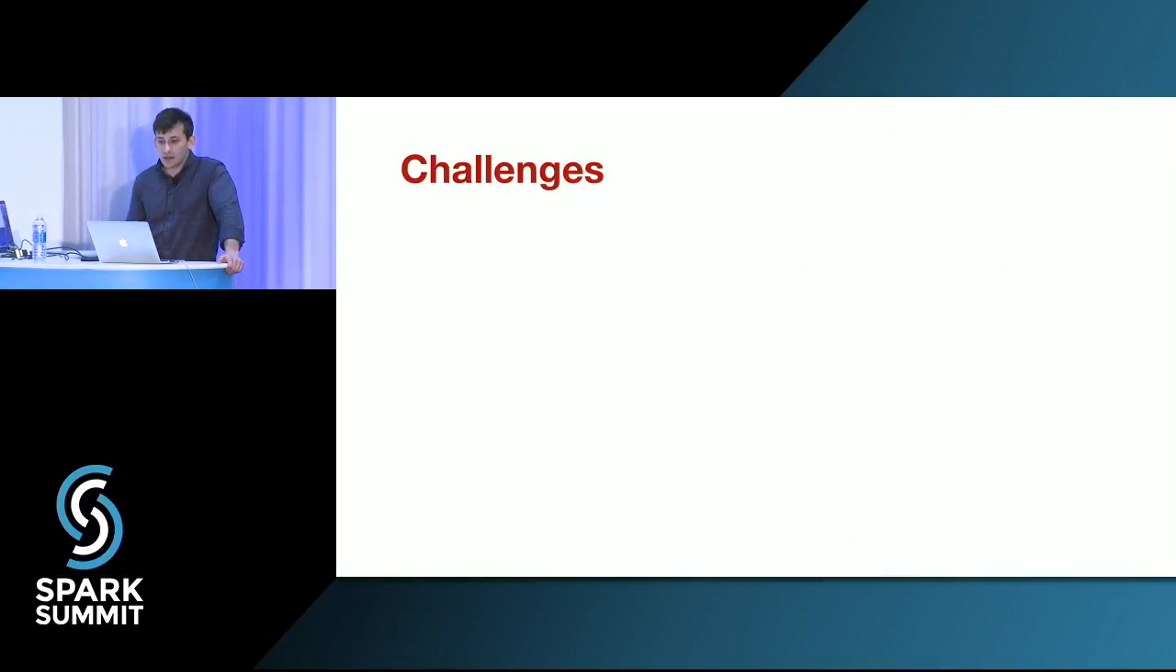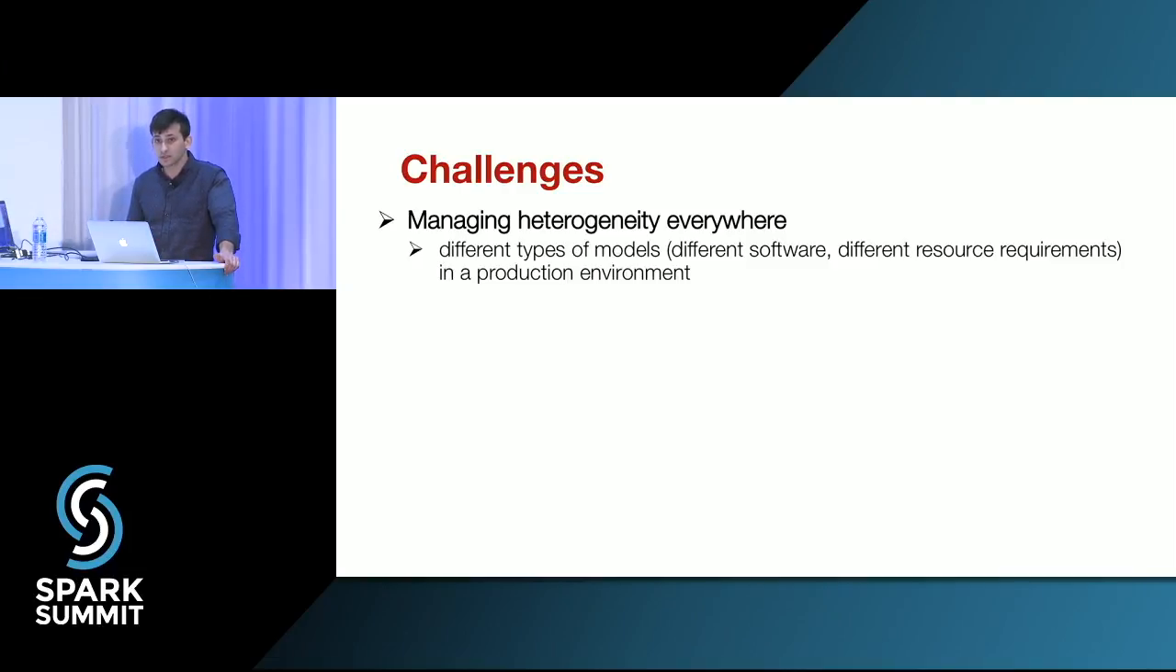So what are some of the challenges we needed to solve in order to actually implement Clipper? I've talked about what Clipper looks like from the outside. What does it look like from the inside? Well, one of the big challenges is that there's sort of heterogeneity throughout the system. We have different types of models, different software. They have different types of physical resource requirements. You really want your TensorFlow model running on a GPU, but you probably don't need your scikit-learn model running on a GPU. It probably doesn't even support that.